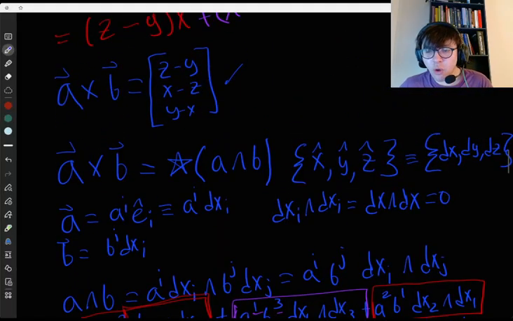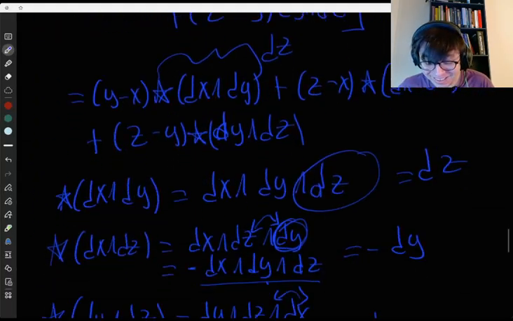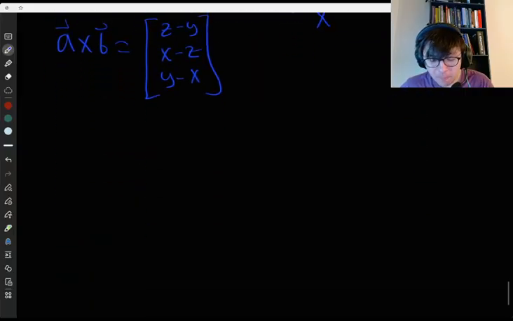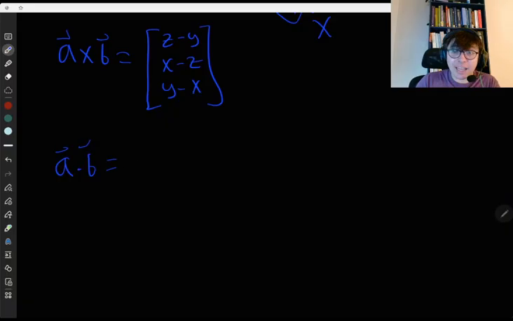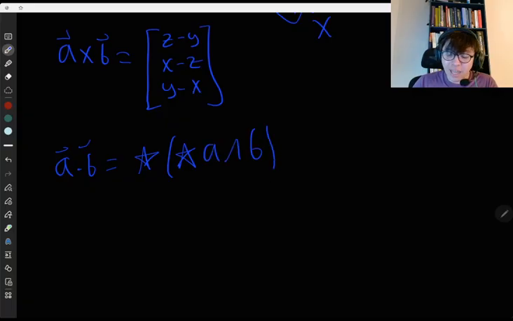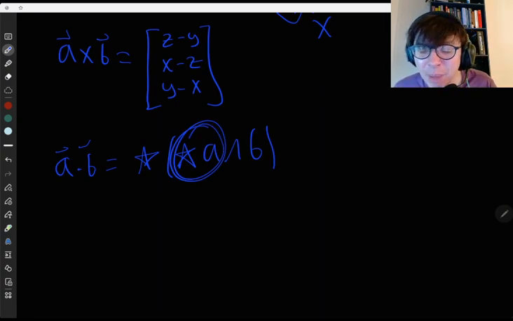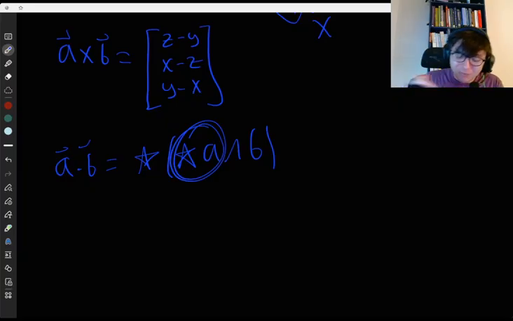Cool. So I'm going to end it there because this went on for an hour. And so in the next video we will do a dot b in this new formalism, and it's a little bit different. It's going to be star a wedge b, right? So that means we're going to have to use a Hodge star on a first and then multiply it by b. I'm so excited, I'm going to do it right now in front of you. I'll give you a little preview.